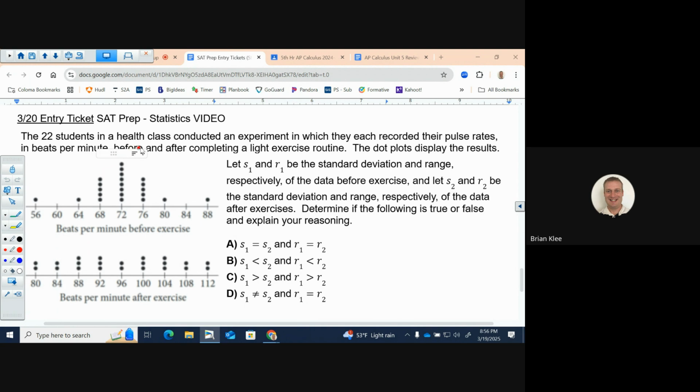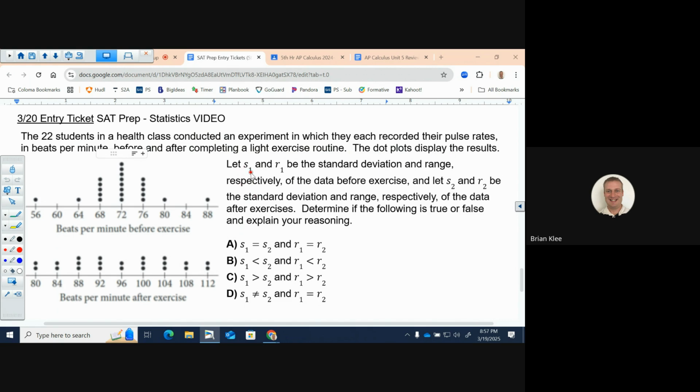Okay, so today's entry ticket is going to wrap up our discussion about statistics. Our learning target has been finding means, medians, modes, standard deviations, ranges. This one's going to talk about standard deviation and ranges. The 22 students in a health class conducted an experiment in which each recorded their pulse rates in beats per minute before and after completing a light exercise routine. The dot plots display the results.